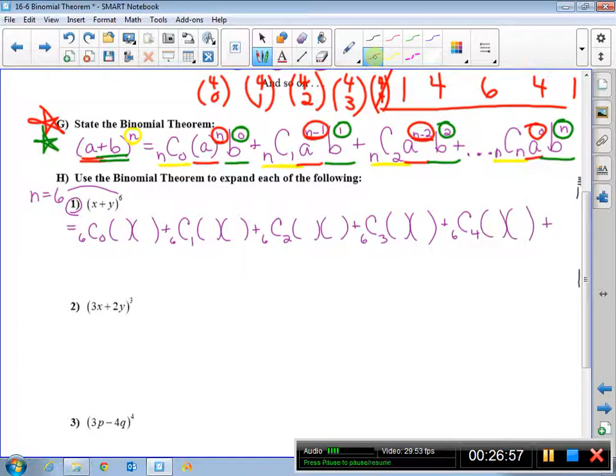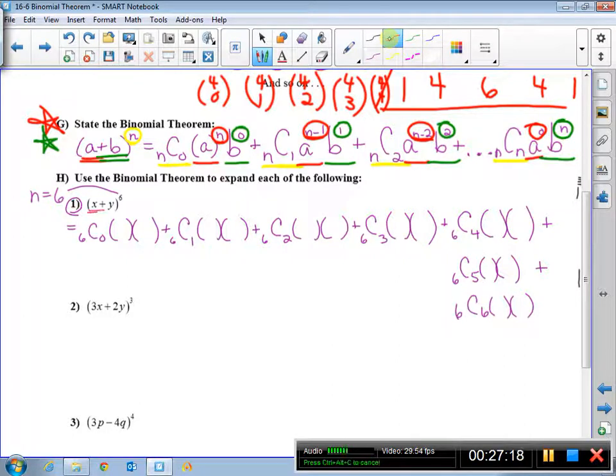Couple more here. I'll put them down here. 6 choose 5. 6 choose 6. Now what am I putting in these parentheses? I'm just going to use a different color.